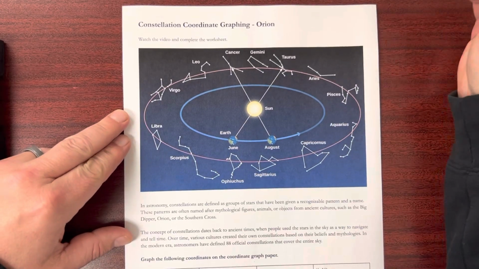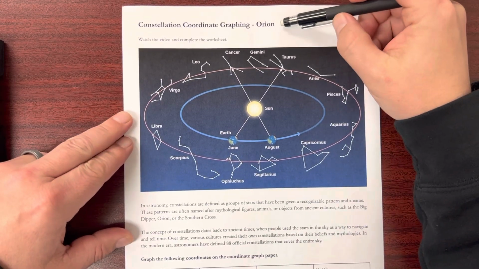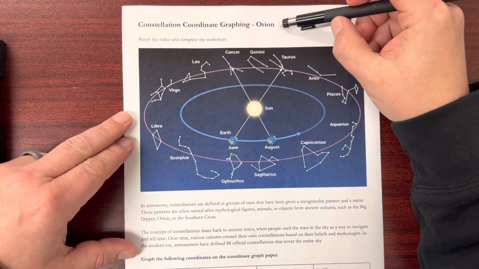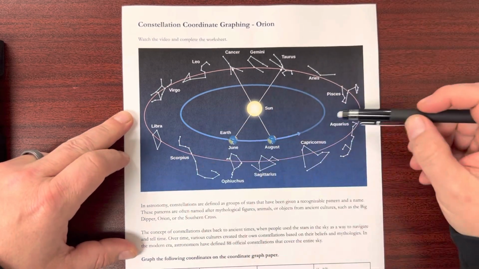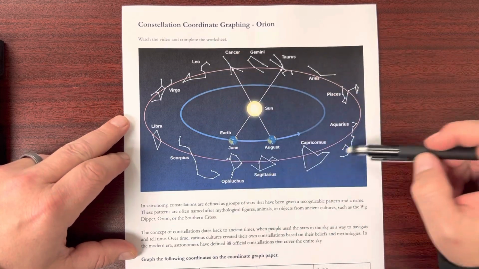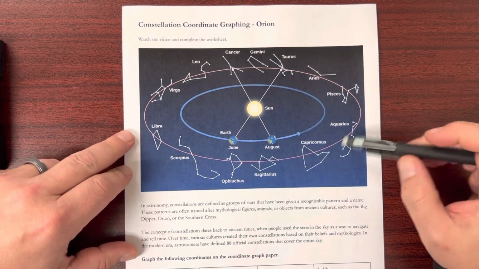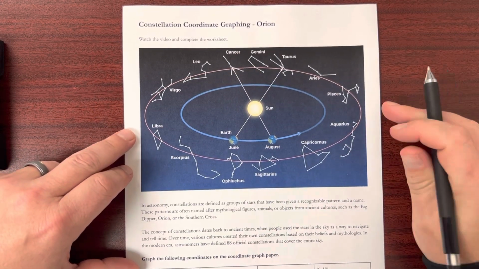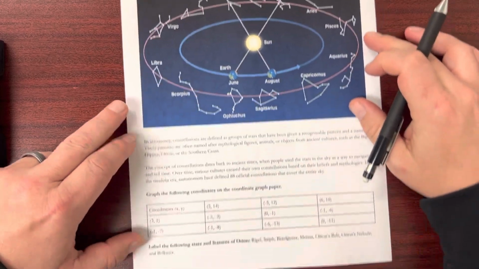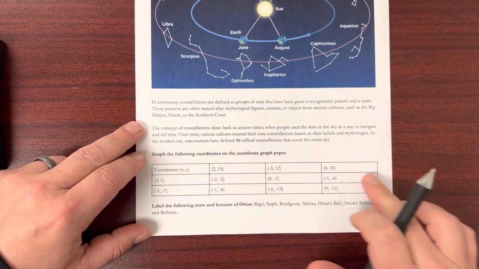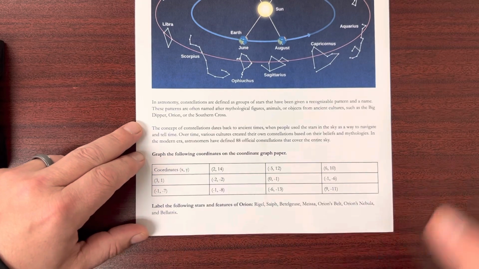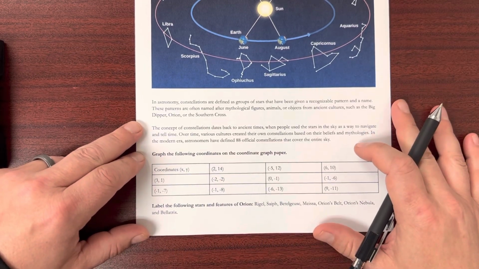Good morning. I'm going to go over this activity, constellation coordinate graphing. And it gives you a little bit of information down here. We've been talking about constellations, and there are a lot of different constellations in the nighttime sky. But what we're going to do is graph one that is very common. A lot of people have seen it and a lot of people can find it.